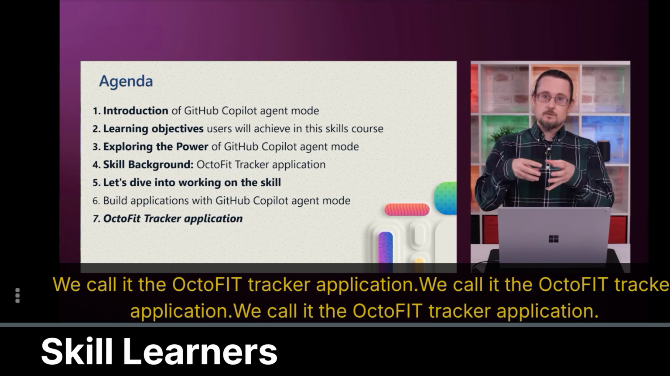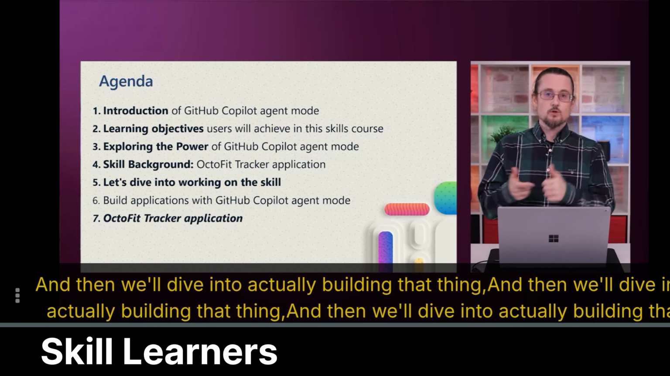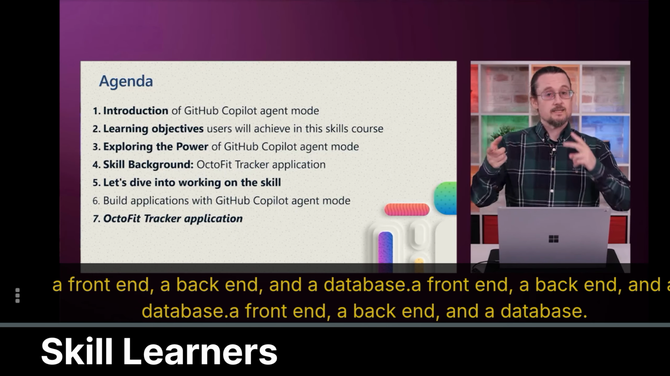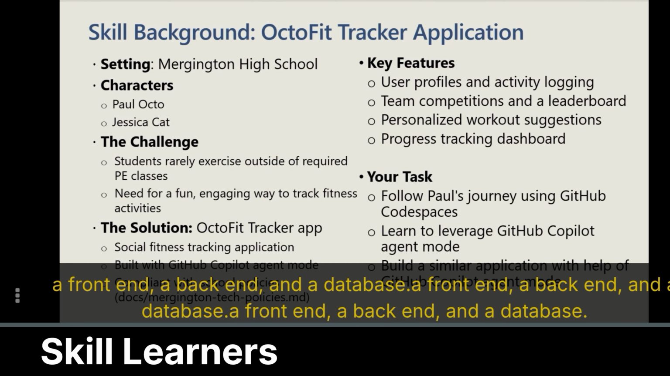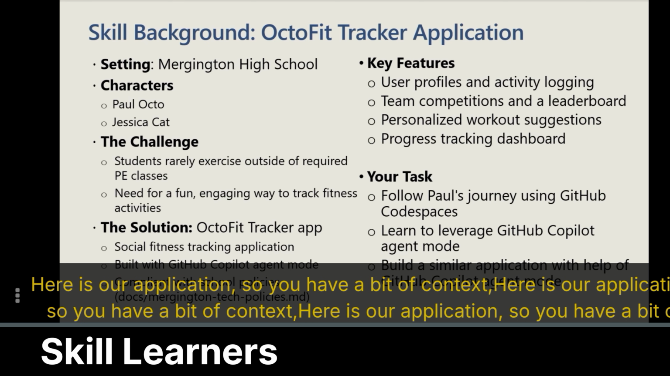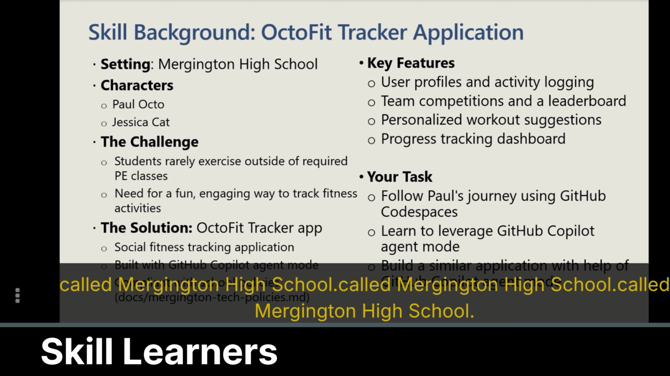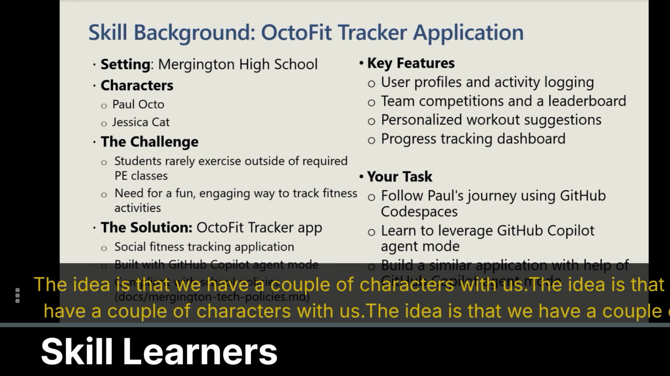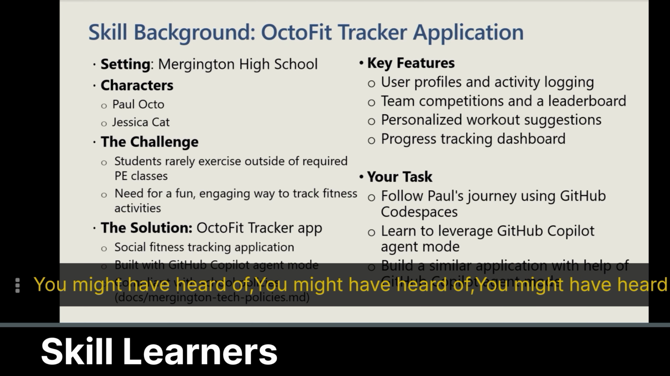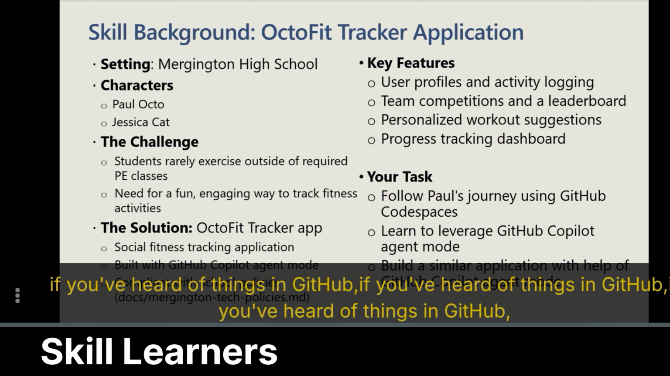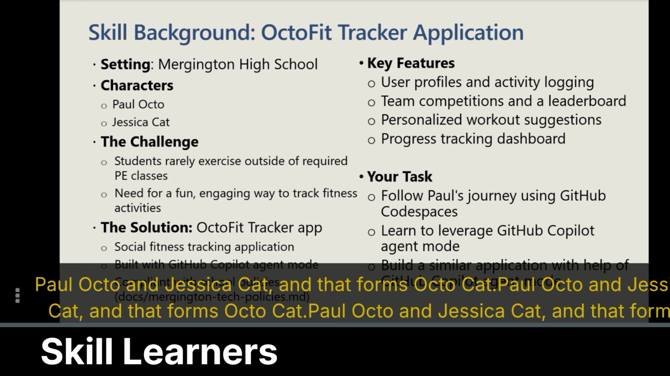And then we'll dive into actually building that thing, a front end, a back end, and a database. Here is our application, so you have a bit of context, some domain knowledge. We are building an application for a fictive school out there called Mergington High School. The idea is that we have a couple of characters with us you might have heard of, if you've heard of things GitHub, Paul Octo and Jessica Cat, and that forms OctoCat.